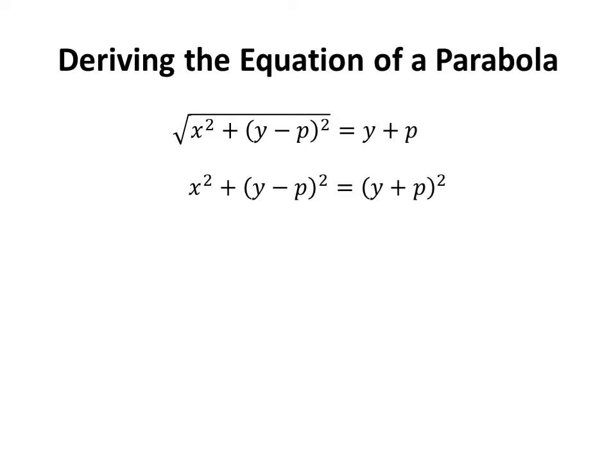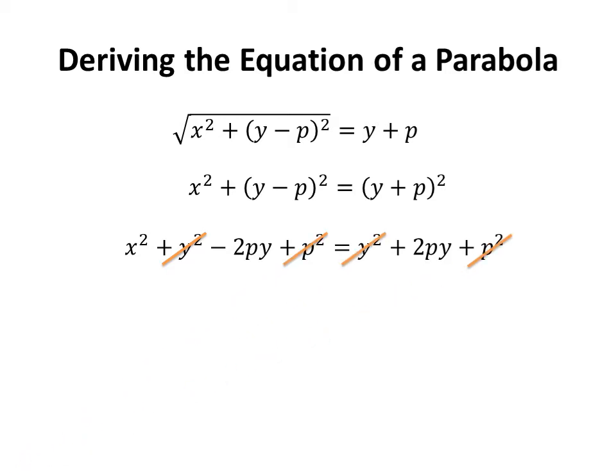Deriving the equation of a parabola. Set the two expressions for d equal to each other and solve for y to derive the equation of the parabola. We do this because the distance from (x, y) to (0, p) equals the distance from (x, y) to (x, negative p). Then, square both sides of the equation, expand the squared terms, and simplify by combining like terms. Therefore, we get the equation of the parabola: x squared equals 4py.